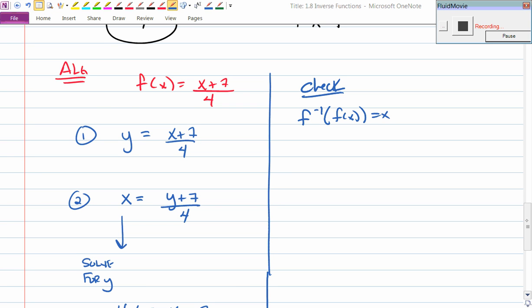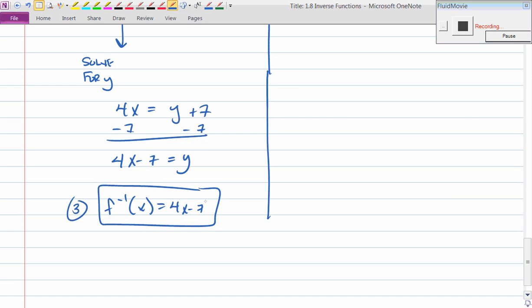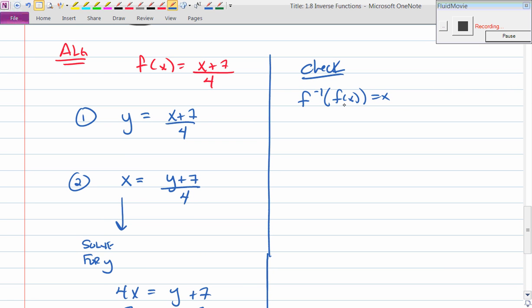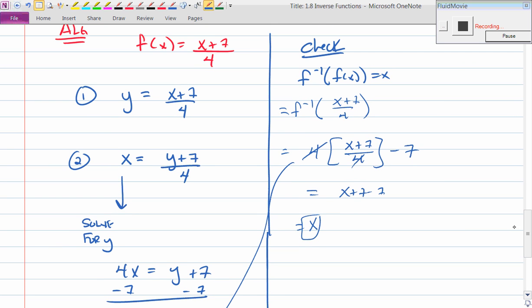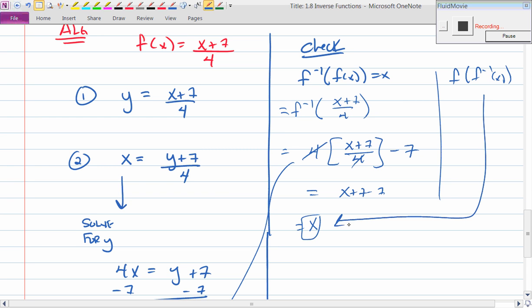If we want to check this to make sure that what we got was right, we have to make sure that when we do f inverse of f of x, we get x back. f of x was x plus 7 over 4, so that's going to be 4 times x plus 7 over 4, minus 7, because that's what my inverse function is. So check it out, the 4s go away, leaving me with x plus 7 minus 7, which leaves me with x. I'll trust that you guys will check f of f inverse of x on your own, and you'll see that you get that as well.